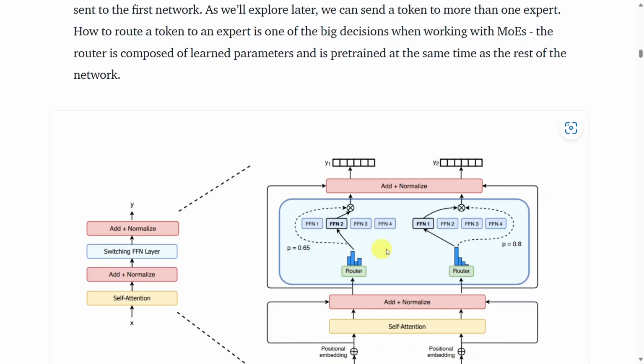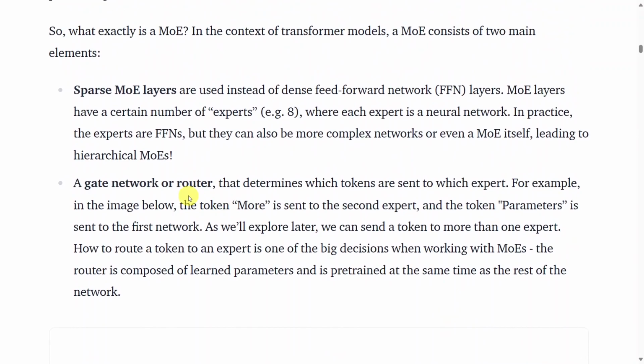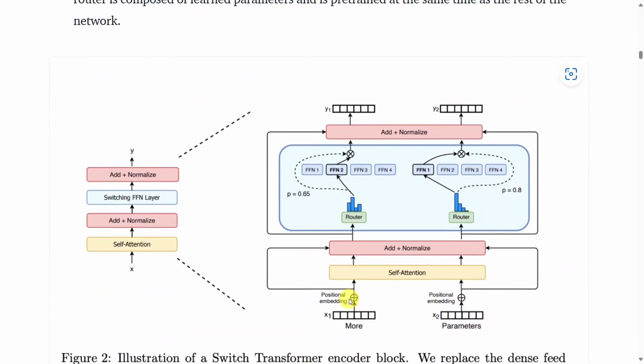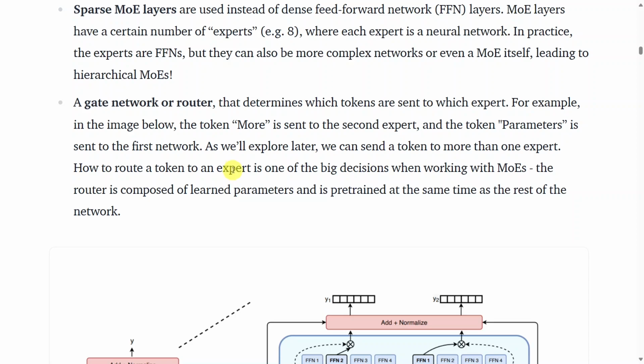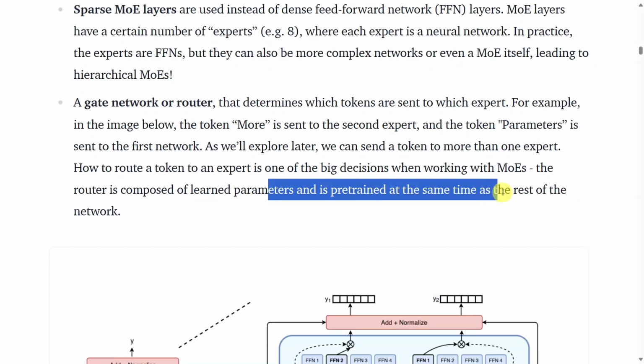A gate network or router is the second part. So the router part is this one. It is a gate that determines which tokens are sent to which expert. For example, in the image below, the token "more" is sent to the second expert and the token "parameters" is sent to the first network. As we'll explore, in practice they can send a token to more than one expert, but the router basically decides that. And the router is composed of learned parameters and is pre-trained at the same time as the rest of the network.